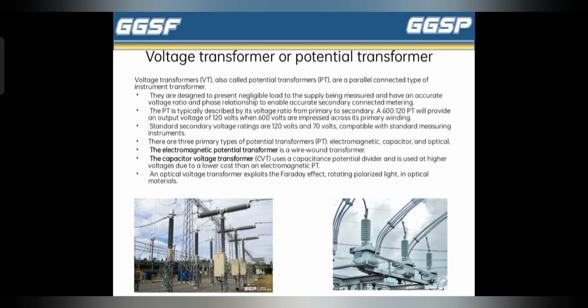There are three primary types of potential transformer: electromagnetic, capacitor, and optical. The electromagnetic potential transformer is a wire wound transformer. Second, the capacitor voltage transformer uses a capacitance potential divider and is used at higher voltages due to a lower cost than electromagnetic PT. An optical voltage transformer exploits the Faraday effect, rotating polarized light in optical material.